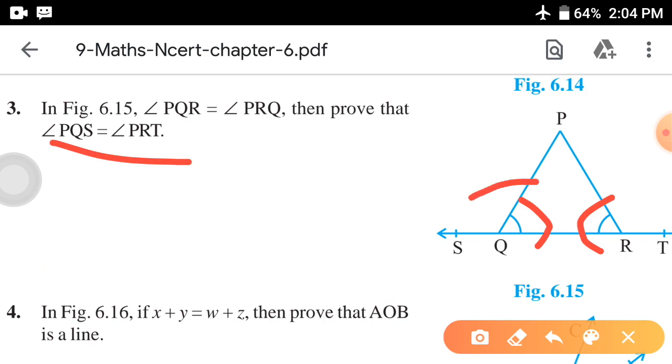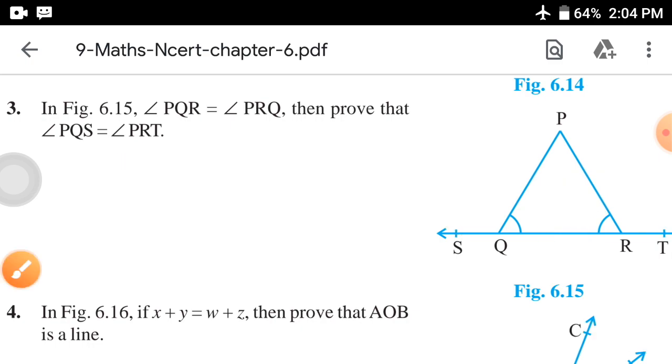That means this is PQS and this is PRT. The exterior angles are equal to each other. The interior angles are equal, and we have to prove that the exterior angles are equal to each other. So how will we solve it? Just see.